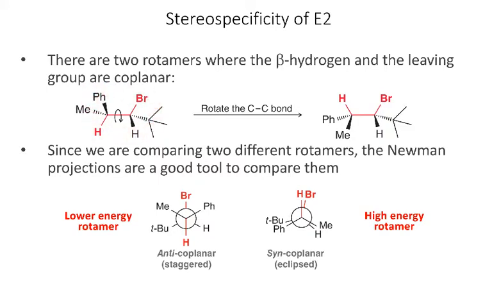Now, if we think about the stability of these 2 structures for the transition state, this one, if we look at the Newman projection, we would expect to be much lower in energy or much more stable than this configuration where the hydrogen and the bromine and all these other groups are eclipsed. So this is what drives the stereospecificity. We want the leaving group and the hydrogen to be in an anti-configuration as opposed to in an eclipsed configuration.